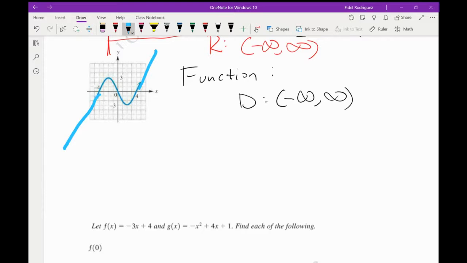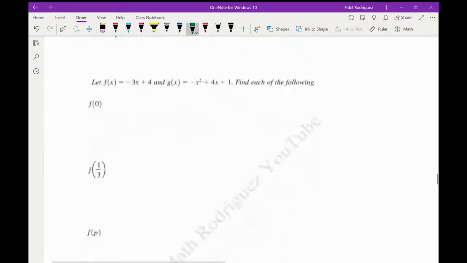So remember, the range says, let's pick a point on the y-axis. If I go to the right, I'm going to hit it. If I come over here, I'm going to hit it. And no matter how high or how low I go on that y-axis, I'm going to hit my graph, right? So my range is still going to be everything from negative infinity to infinity. Okay. All right.